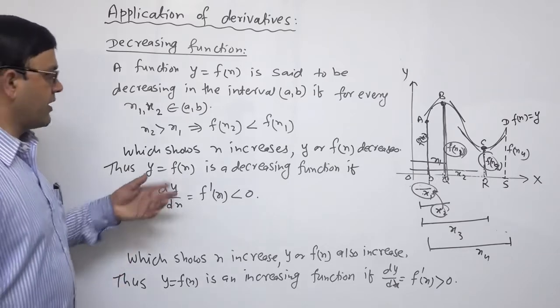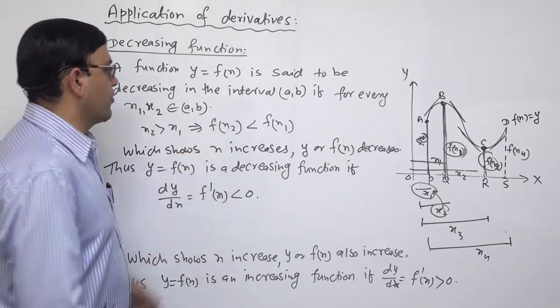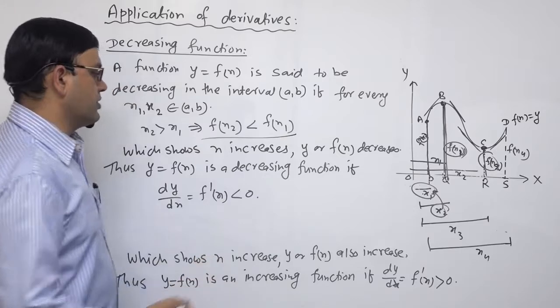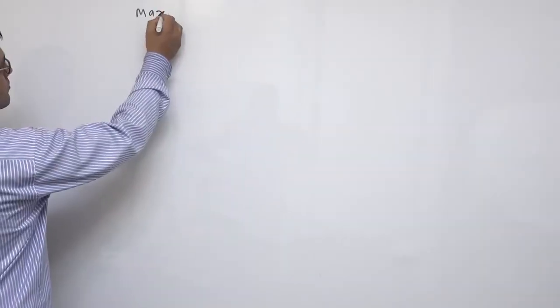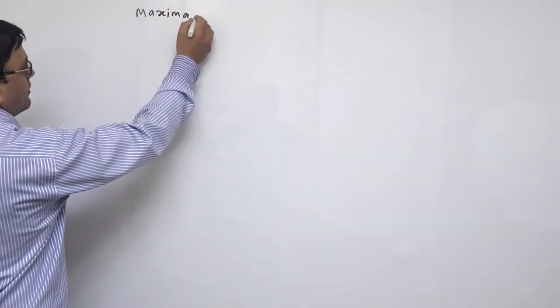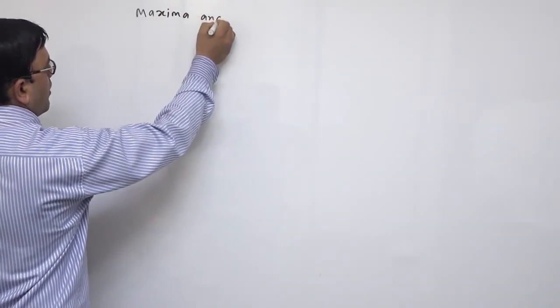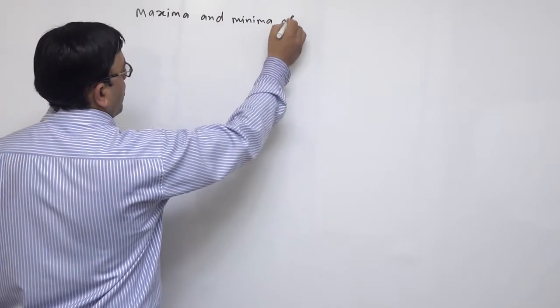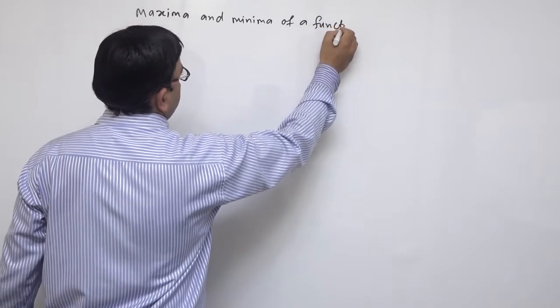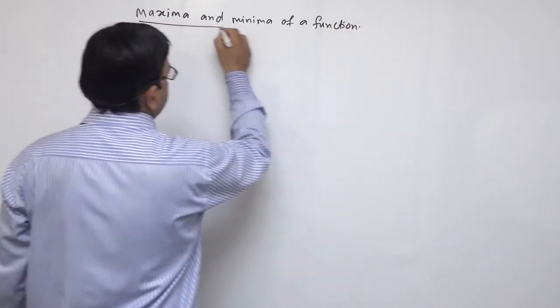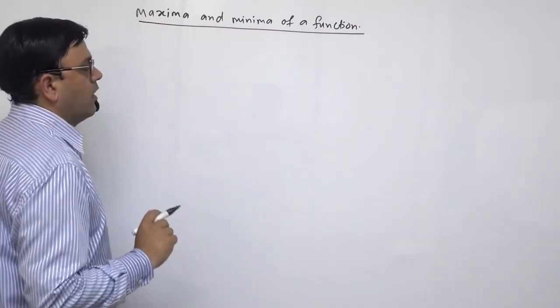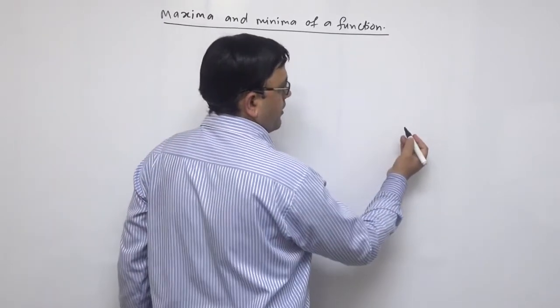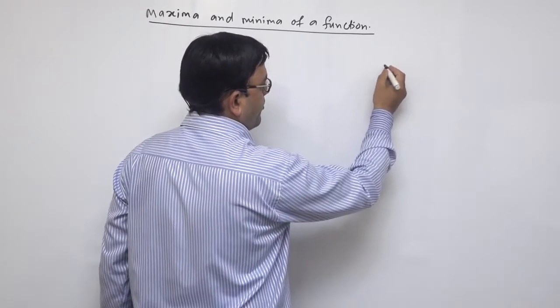I think you don't have any confusion here. The most important part is here. Just we wrote these all in language. Now let us study about the maxima and minima of a function. For this one, let us look one diagram.